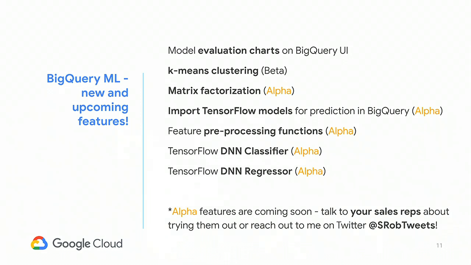And then we have a bunch of different alpha features here: matrix factorization, the ability to import TensorFlow models that you've already trained externally and query them in BQML, feature pre-processing functions, and TensorFlow DNN classifier and DNN regressor models.